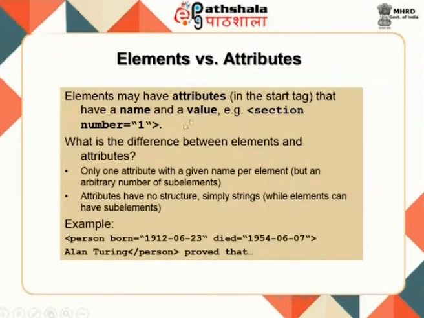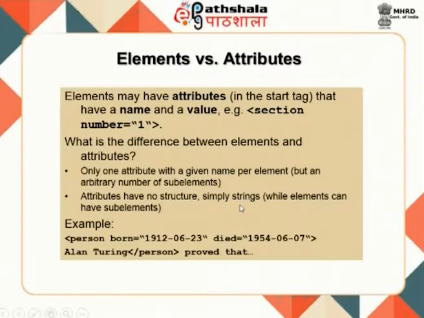And the difference between elements and attributes: elements may have attributes, and attributes have a name and a value. Here we saw that there is an element called section, which has an attribute like number, its value is 1, and all the attribute values have to be enclosed in double quotes. The difference is that you can define only one attribute with a given name per element, but for an element you can have an arbitrary number of sub-elements. Attributes do not have any structure; they are simply strings, they have values, while elements can have sub-elements.